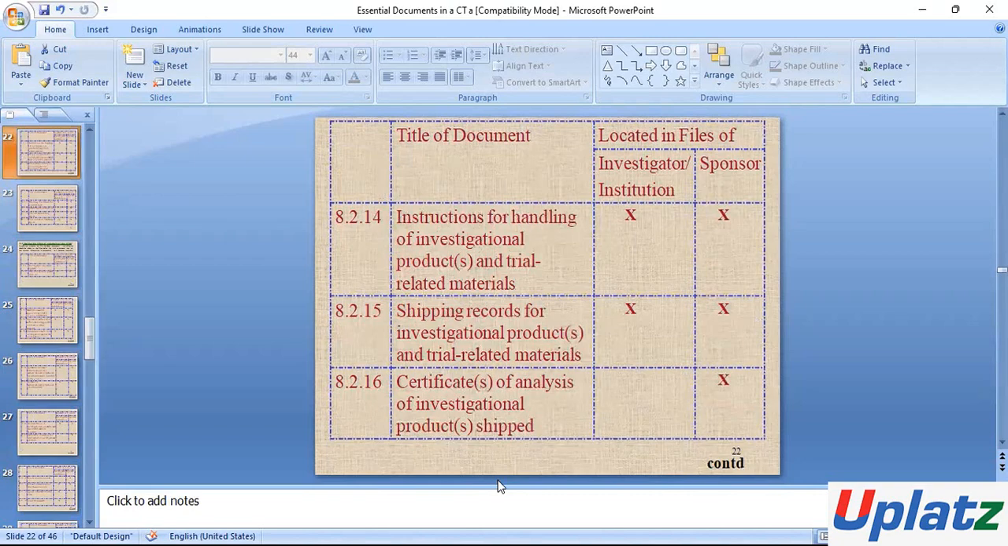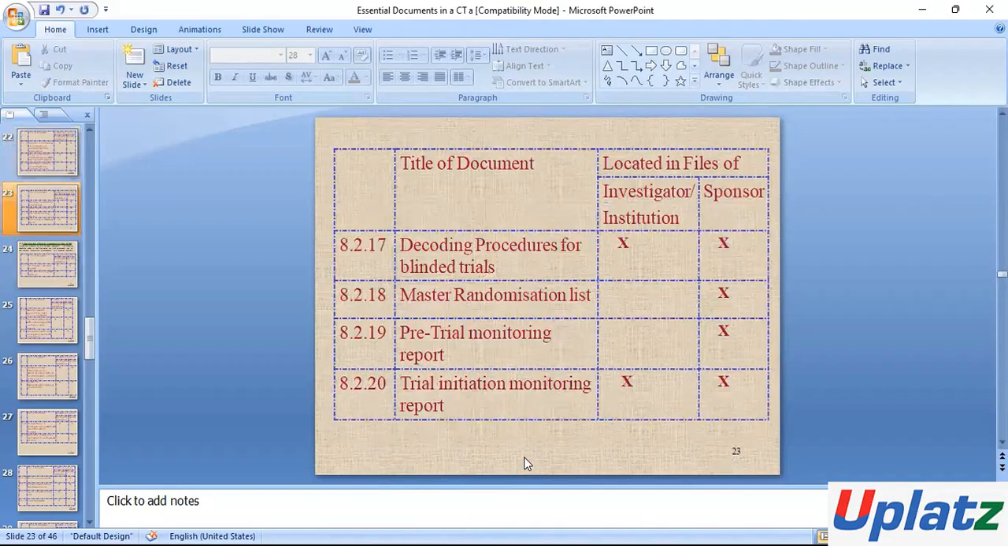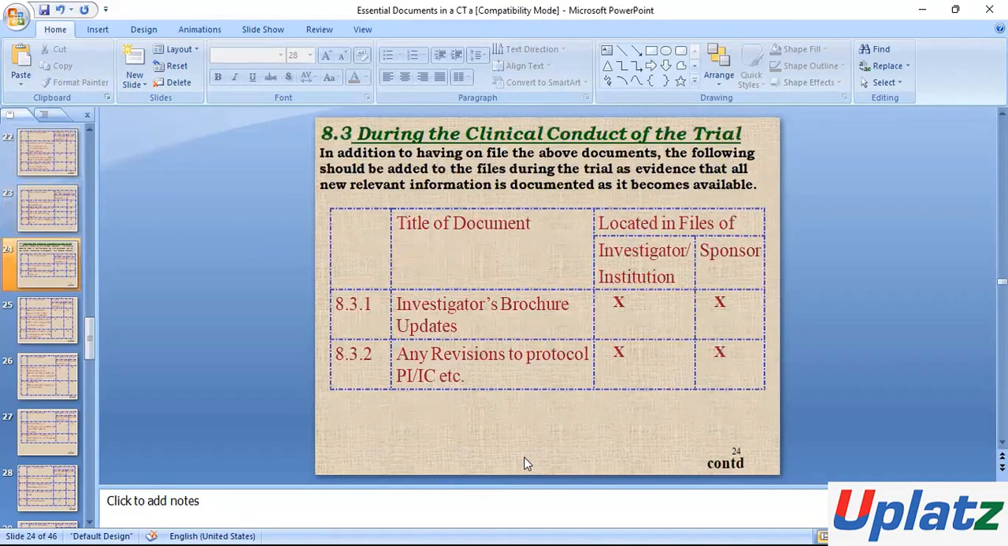Then instructions for handling investigational product, shipping records, certificate of analysis, then decoding procedures, master randomization list, pre-trial monitoring report, and trial initiation monitoring. So all these were before the trial starts.